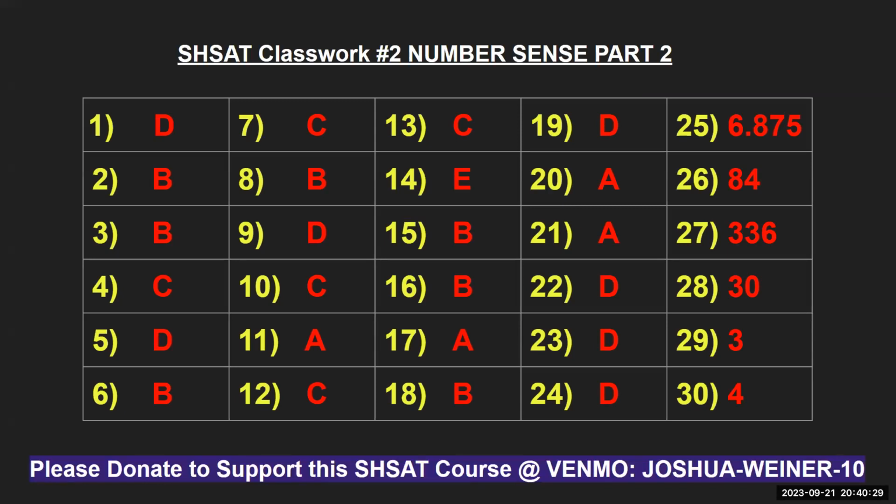So here are the correct answers for the questions. If you're working with the Google form, you can submit it and it should auto-grade it for you and tell which ones you were correct and incorrect. And since tonight we're doing even questions only, question 2 was B, question 4 was C, question 6 was B, question 8 was B, question 10 was C, question 12 was C, question 14 was E, question 16 was B, question 18 was A, question 20 was A, question 22 was D, question 24 was D, question 26 was 84, question 28 was 30, and question 30 was 4.